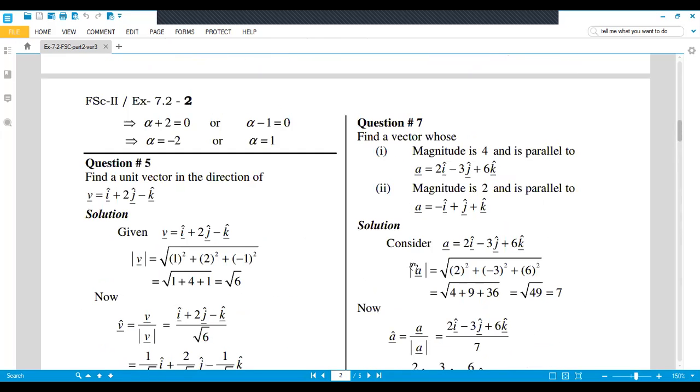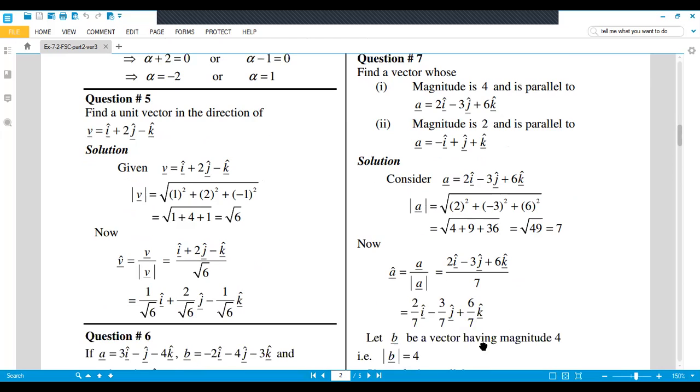Question number 7 has two parts. One part I'll discuss with you and the second you solve just like the first part. Find a vector whose magnitude is 4, and which is parallel to this vector A. So consider A is 2i minus 3j plus 6k. The magnitude of A will be the square root of 2 squared plus minus 3 squared plus 6 squared, so we get 7. So A divided by its magnitude, the given vector divided by its magnitude 7. When we divide, we get this.